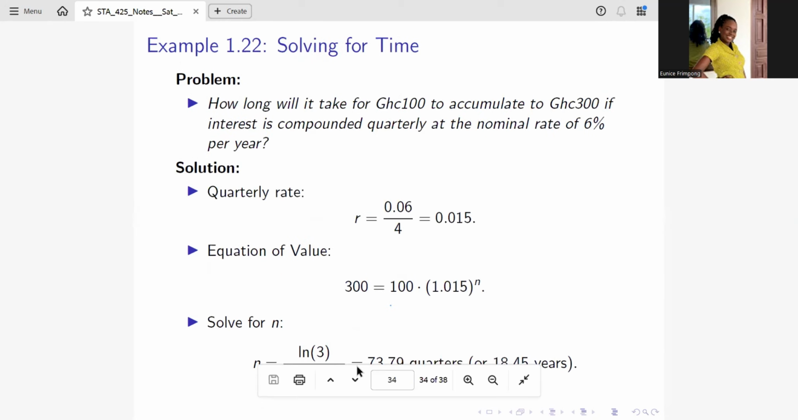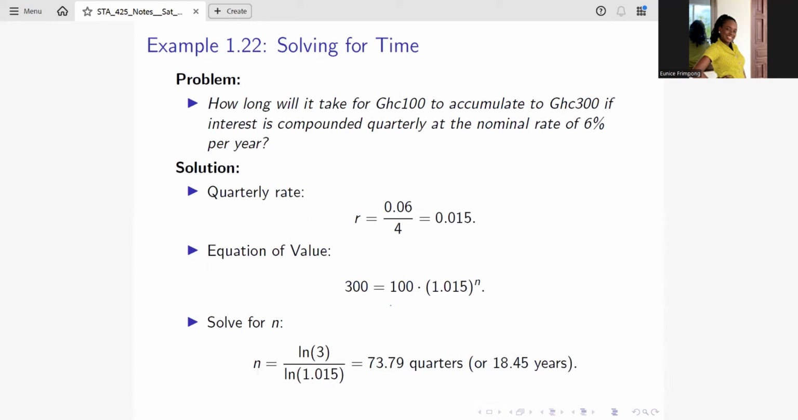Another example: how long will it take for 100 cedis to accumulate to 300 if interest is compounded quarterly at the nominal rate of interest 6% per year?